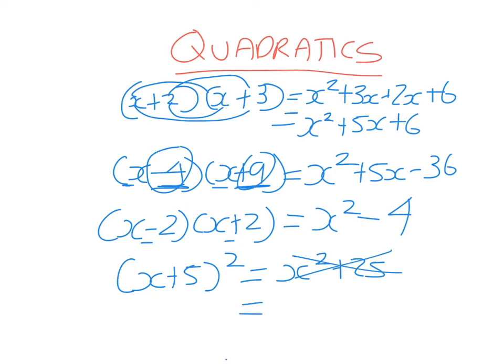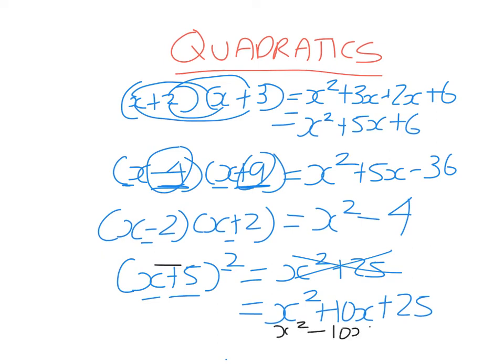So what you do is you square the first, you square the last, but in the middle goes 2 times the product of the 2 things inside. So 2 times 5 times x gives you 10x, okay? If I change this to a minus, so it's x minus 5 squared, it'd be x squared minus 10x plus 25. Last term is always positive in a perfect square.